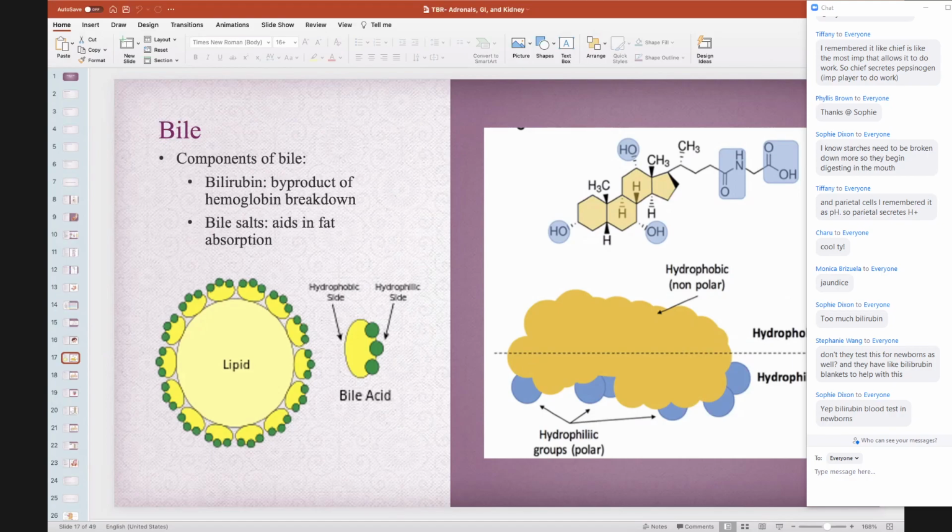Don't they test for this in newborns as well? They have like bilirubin blankets to help with this. I actually don't know anything about bilirubin in newborns. I've never looked into that. That's very interesting.